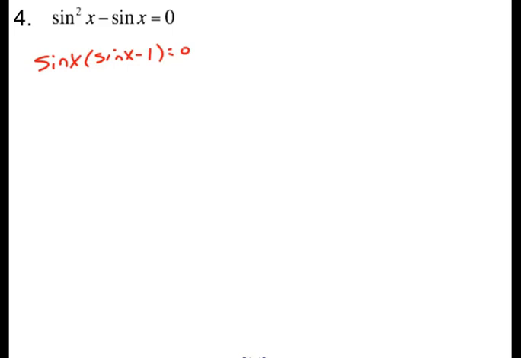So now I have sine squared of x minus sine of x is equal to 0. I'm still solving, and I don't have a specified domain here, so I'm going to have to go global with it, with the period. I don't have to do that if there's a specified domain.